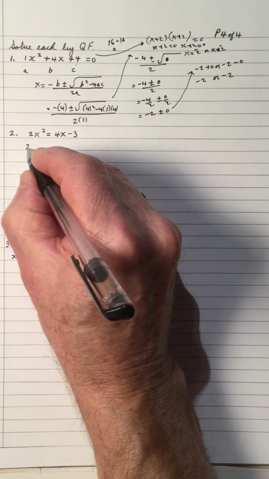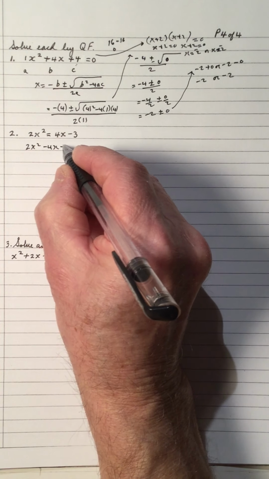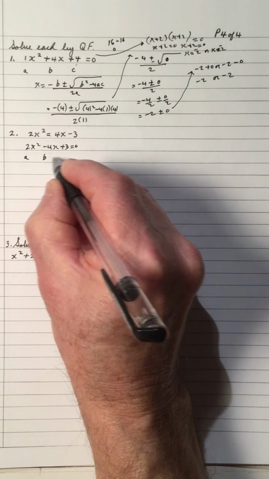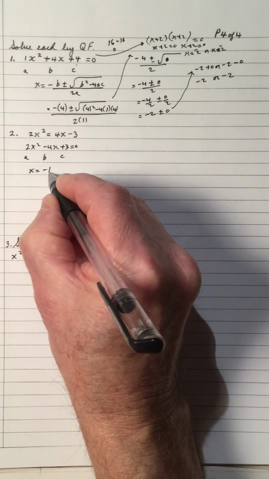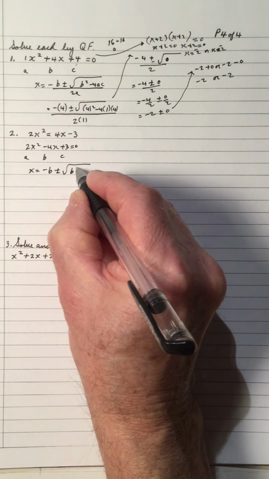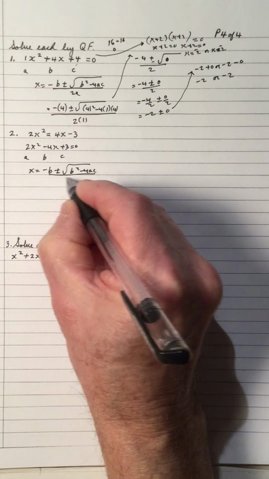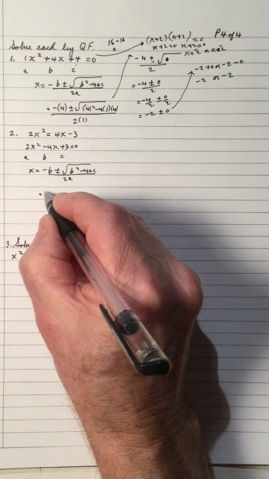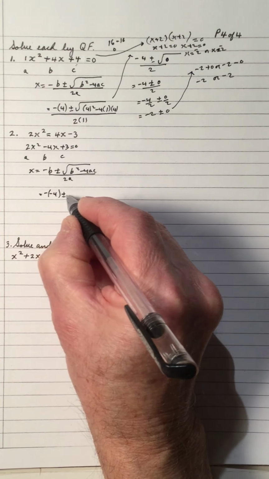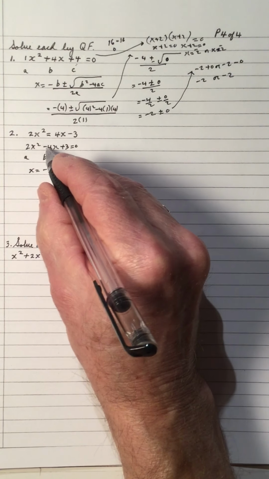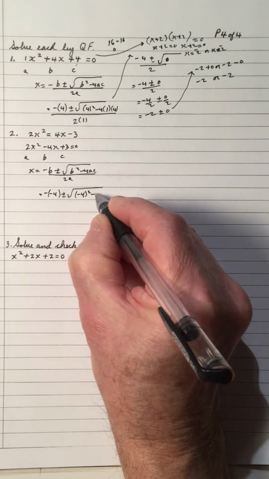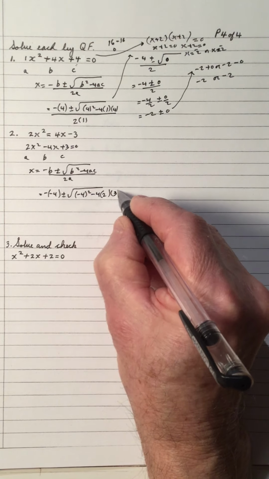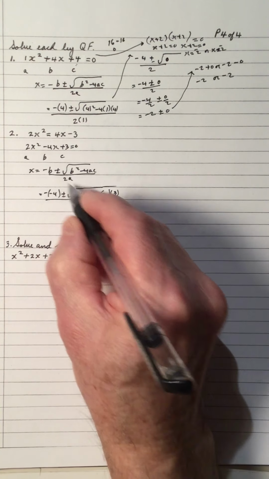Check it out. x squared minus 4x plus 3 equals 0. And we're doing the quadratic form a, b, and c. x equals negative b plus or minus the square root of b squared minus 4ac all over 2a. Again, b is negative 4, so it's the negative of a negative 4. b is negative 4, so it's a negative 4 squared minus 4. a is 2. c is 3. All over 2. a is 2.